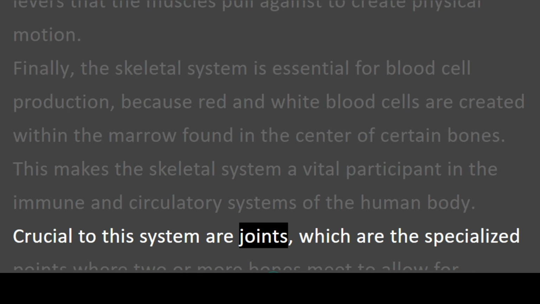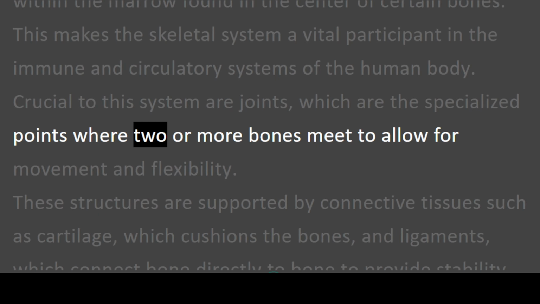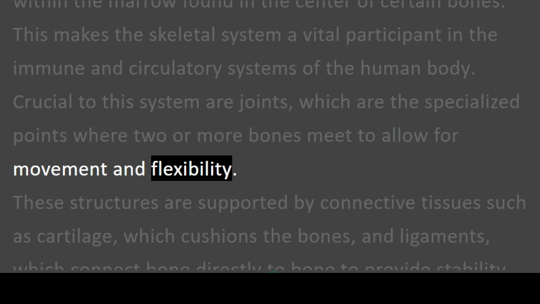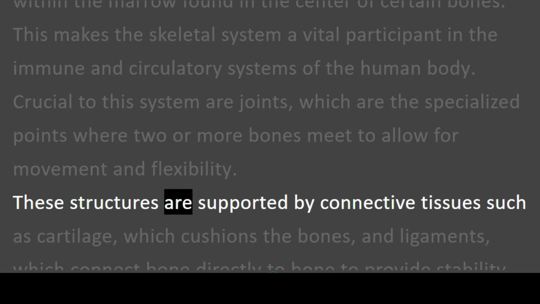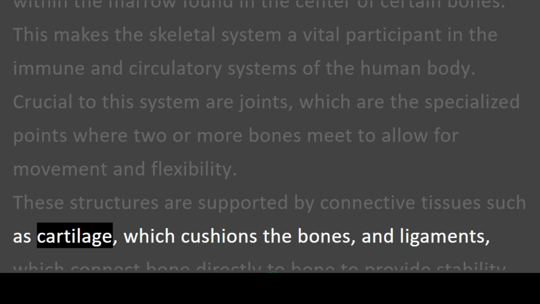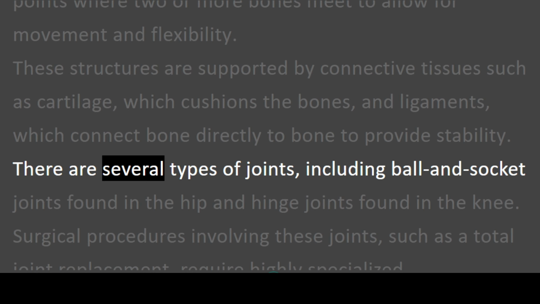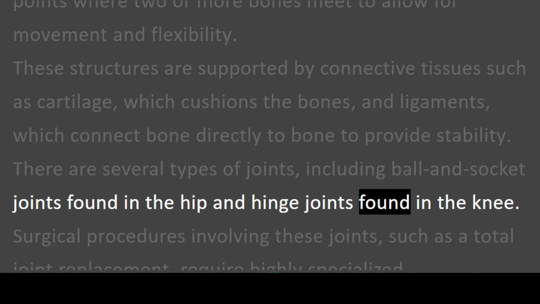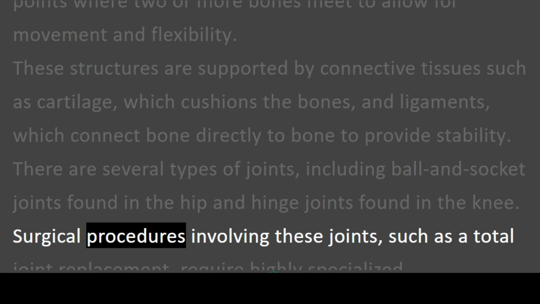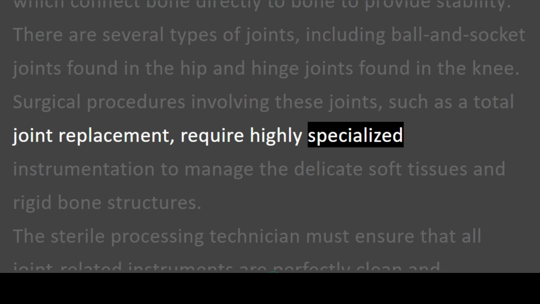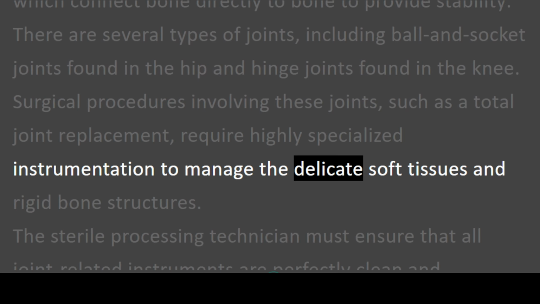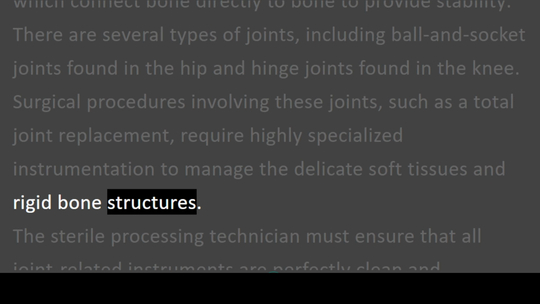Crucial to this system are joints, which are the specialized points where 2 or more bones meet to allow for movement and flexibility. These structures are supported by connective tissues such as cartilage, which cushions the bones, and ligaments, which connect bone directly to bone to provide stability. There are several types of joints, including ball and socket joints found in the hip and hinge joints found in the knee. Surgical procedures involving these joints, such as a total joint replacement, require highly specialized instrumentation to manage the delicate soft tissues and rigid bone structures.